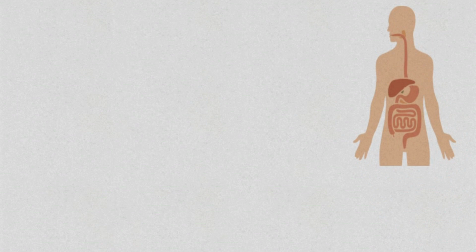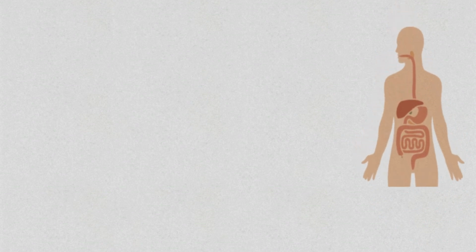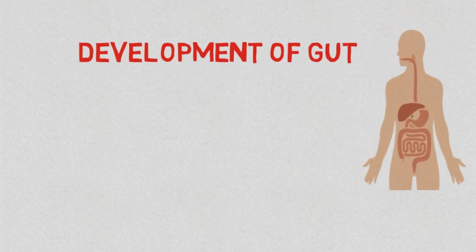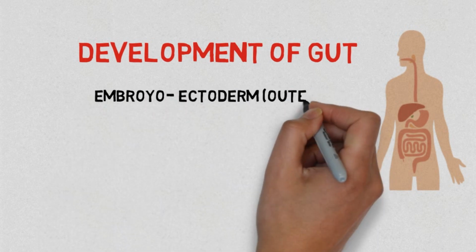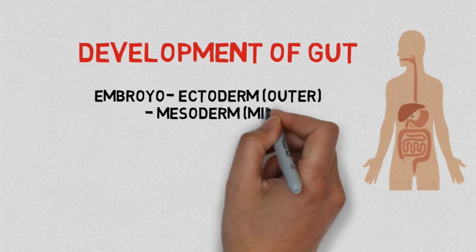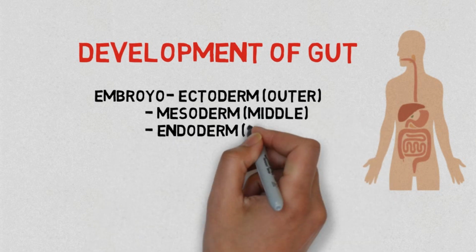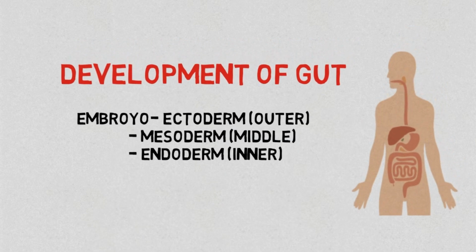So let's begin this topic. We all know that in the development of the gut there is the presence of an embryo, which consists of three parts or three layers, that is ectoderm or outer part, mesoderm or middle part, and endoderm or inner part.